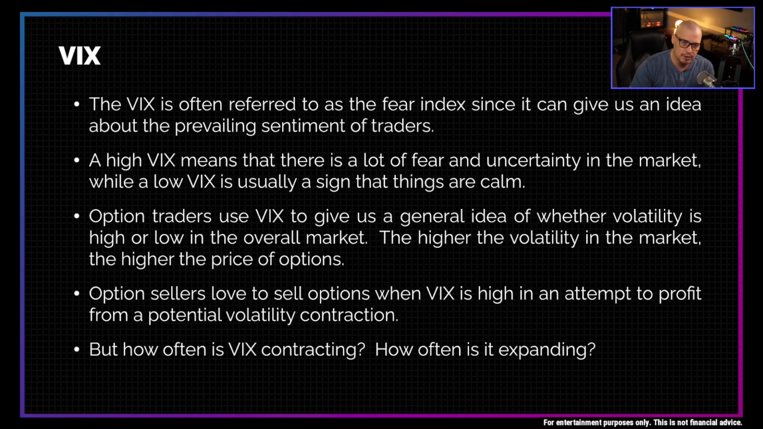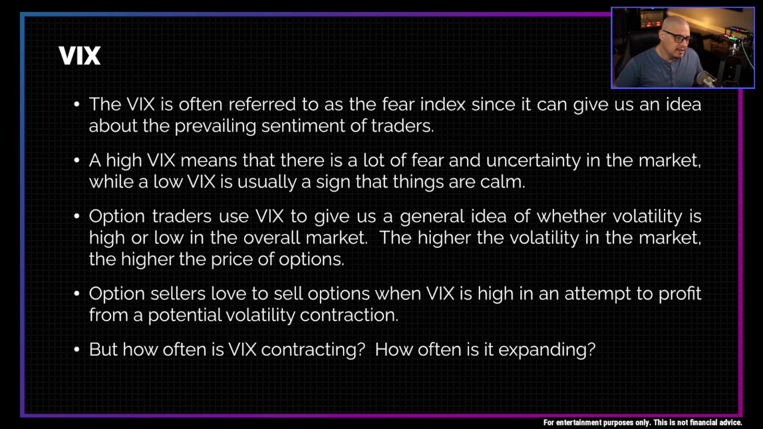For example, option sellers love to sell options when VIX is high, because when VIX is high, premiums are high. And if you're going to sell an option, you want to sell it when the price is high, and buy it back to close when the price is low. That's how you're going to profit. You sell high and buy low. So option sellers love to sell options when VIX is high in an attempt to profit from a potential volatility contraction. When vol comes down, I make money as an option seller. I think most of us understand that: if you sell options, you make money when VIX is contracting. If you're buying options, you're going to make money if volatility expands.